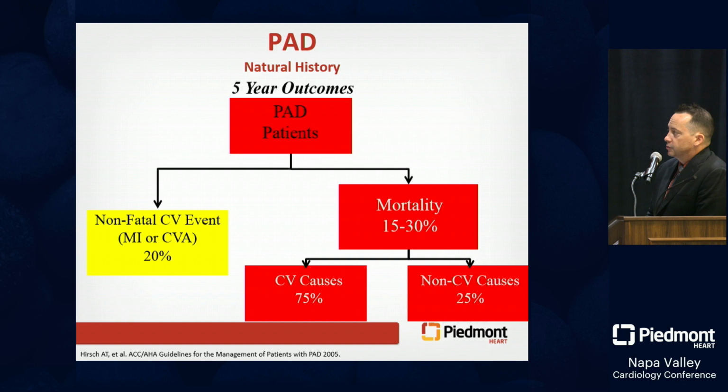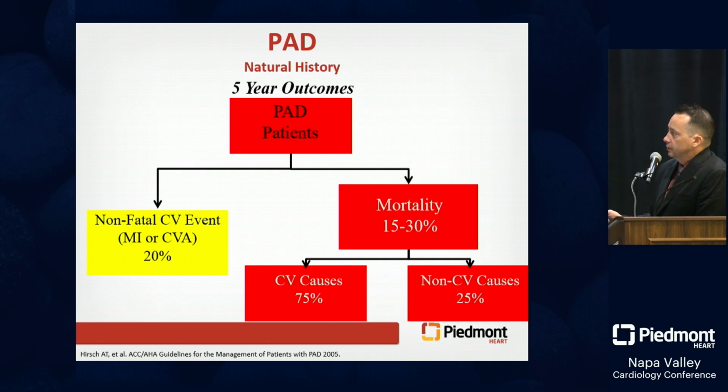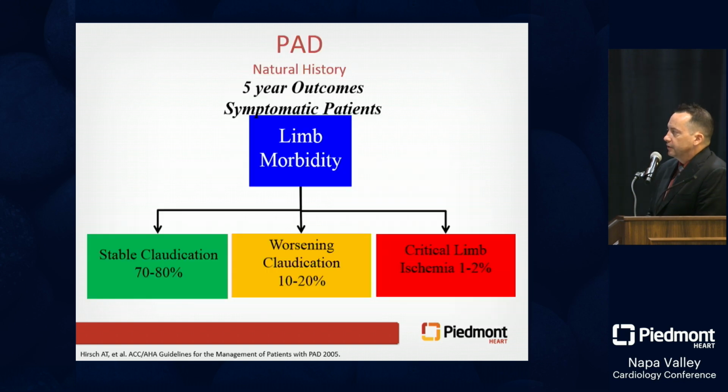Here are your 5-year outcomes with PAD, and this is why I'm up here. All right, let's look at the outcomes here. At 5 years, 20% have a non-fatal cardiovascular event. Mortality can be 15 to 30%, most of that being from cardiovascular causes. So you ask why a cardiologist is interested in peripheral vascular disease. Well, eventually we like to see them before they get to this event, preferably before they come in with their non-STEMI.